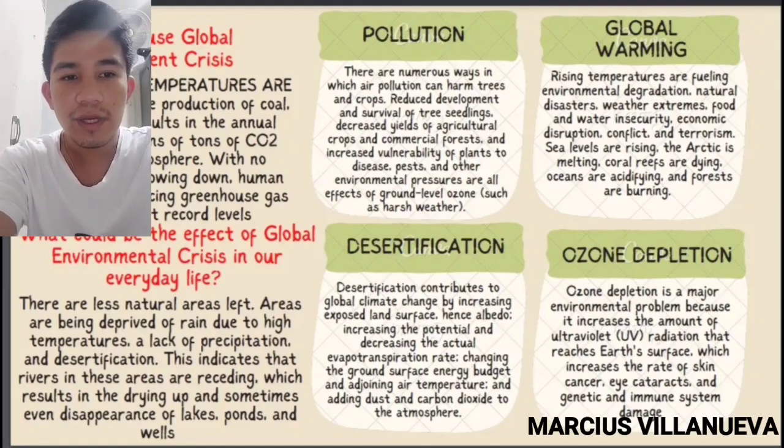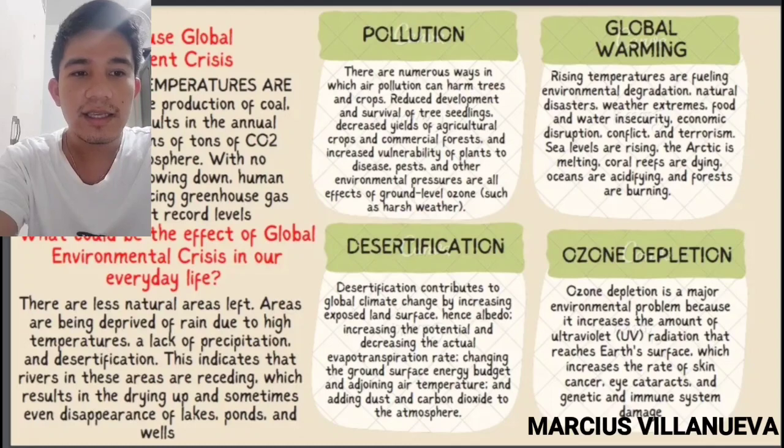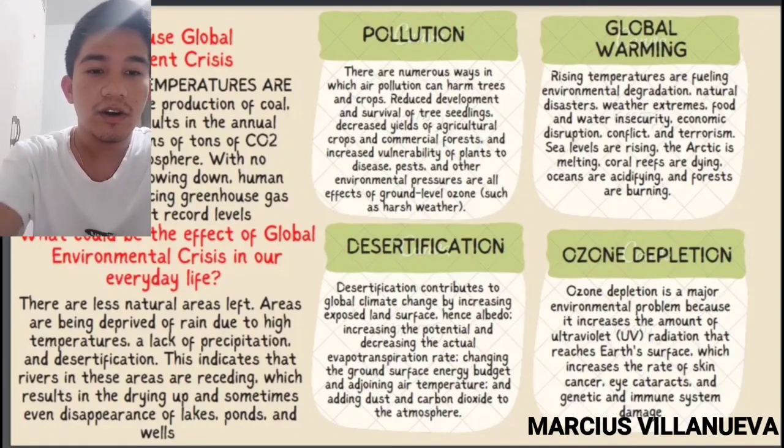There are numerous ways in which air pollution can harm trees and crops, reduce development and survival of tree seedlings, decrease yields of agricultural crops and commercial forests, and increase vulnerability of plants to disease, pests, and other environmental pressures. These are all effects of ground level ozone, such as harsh weather, global warming.